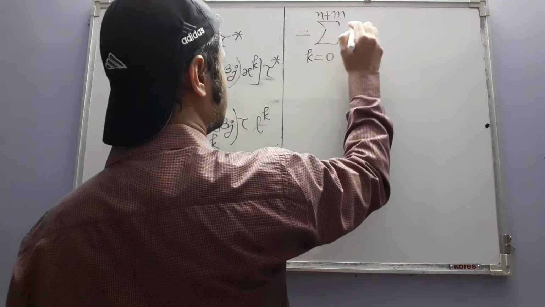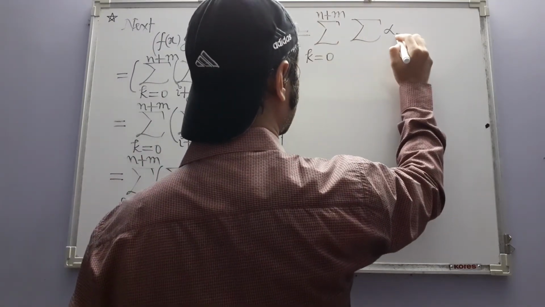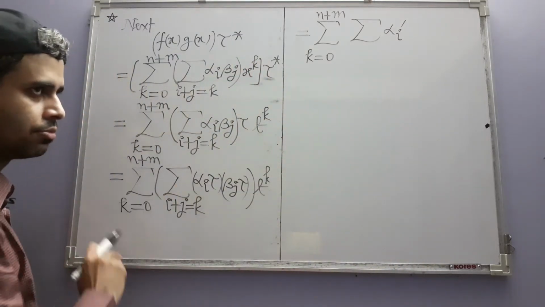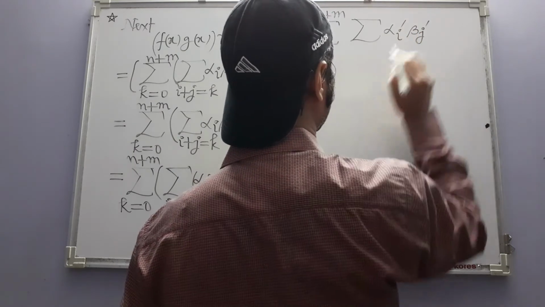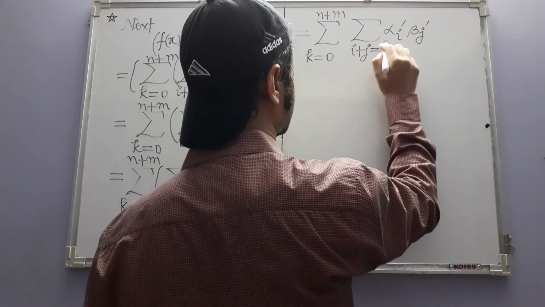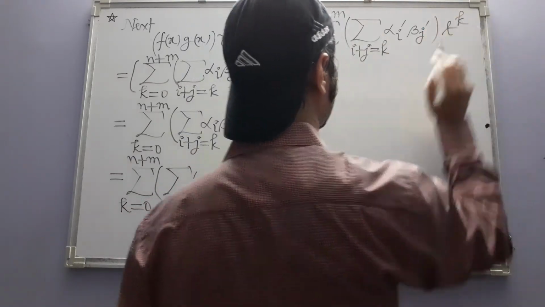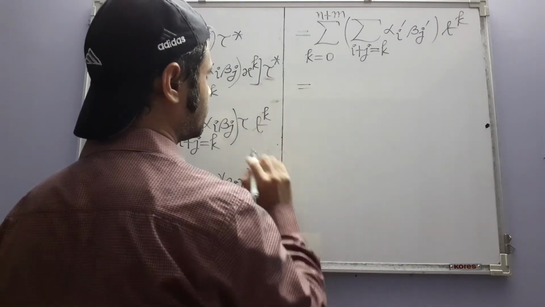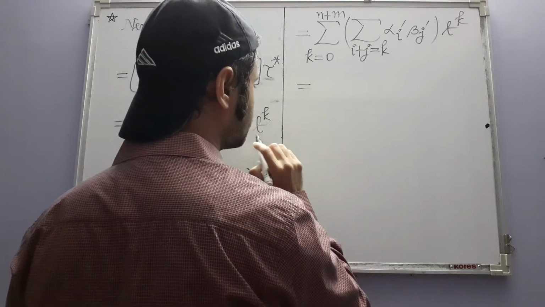N plus m. So now we can use our simple notation. In place of alpha i tau, we can write alpha i prime, beta j prime, where i plus j is equal to k, t to the power k.